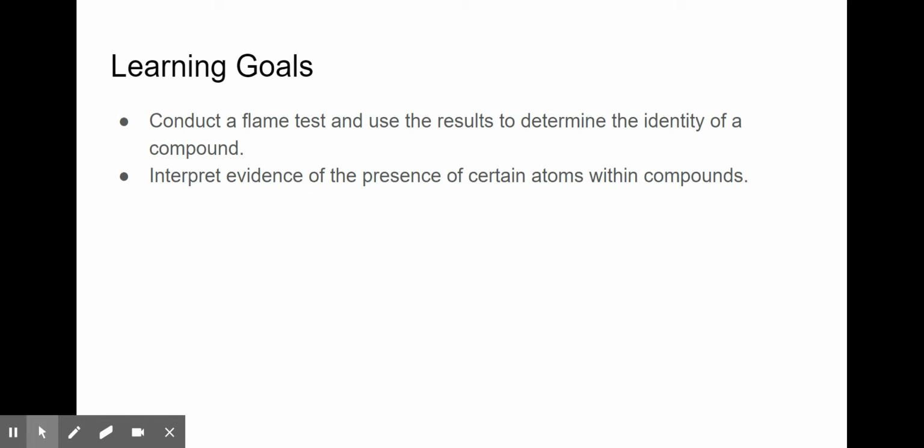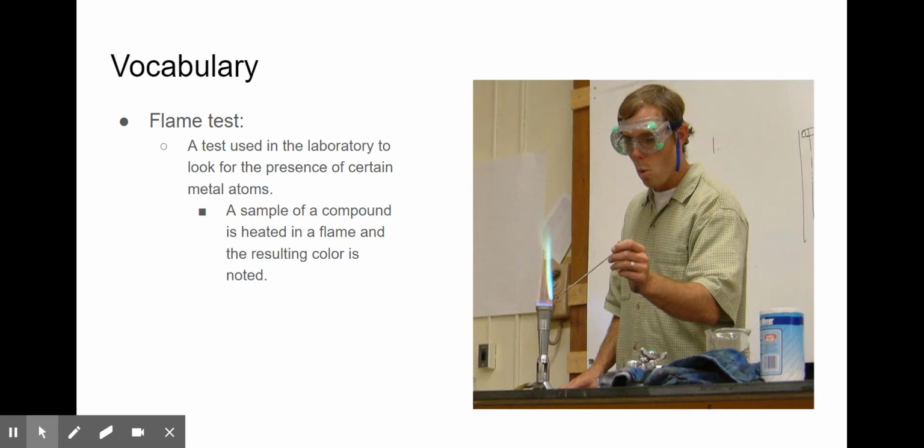So the learning goals that I have for you: you're going to be able to conduct flame tests and use the results to determine the identity of the compounds, and you're going to be able to interpret evidence of the presence of certain atoms within compounds, okay? Big idea here is the presence of certain atoms, and we will learn what those certain atoms are, or what these different substances have in common during these flame tests, okay?